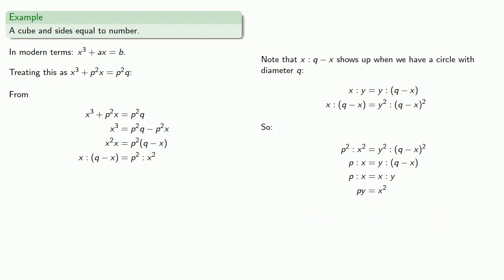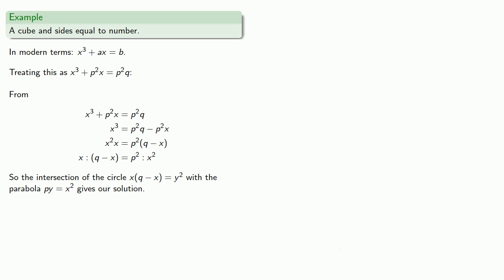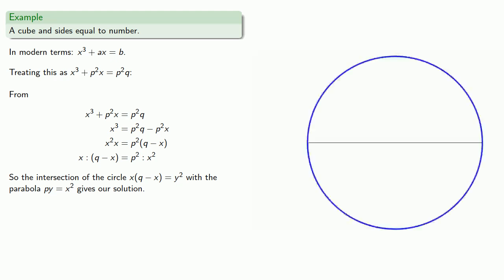And also from x is to y as y is to q minus x, that corresponds to our circle, x times q minus x equals y squared. So the intersection of the circle, x times q minus x equals y squared, with the parabola, py equals x squared, gives us our solution. And so we can create our circle, and we know the diameter is q. We can create our parabola, and we know the parameter is p. And their intersection point will give us the value of x, which solves our equation.